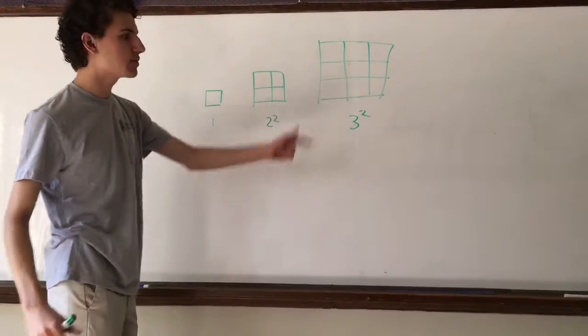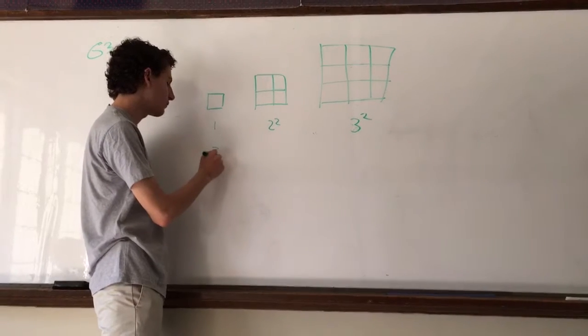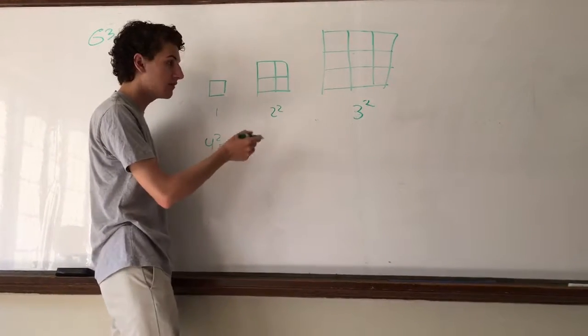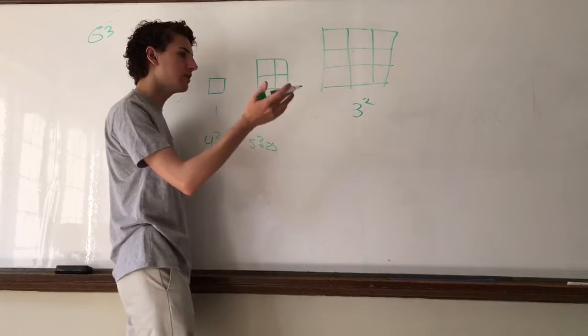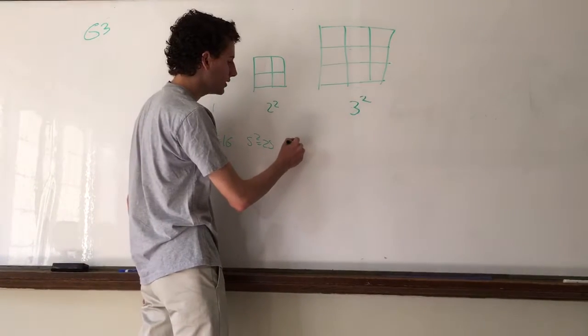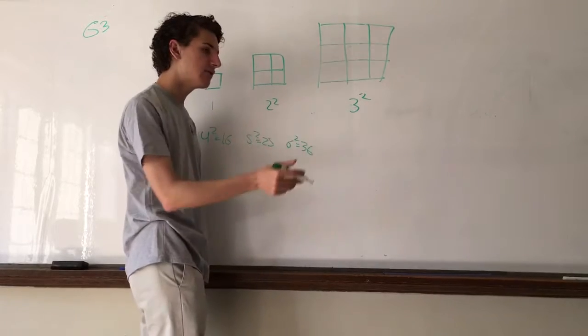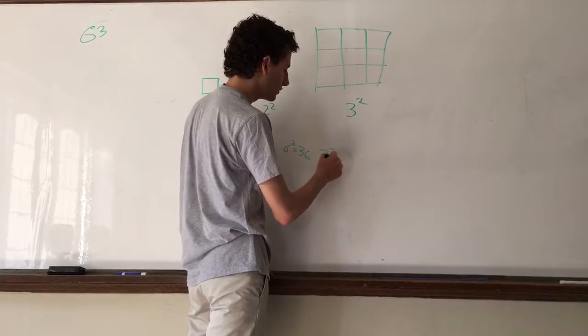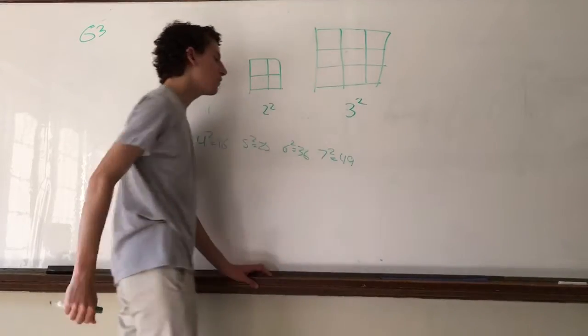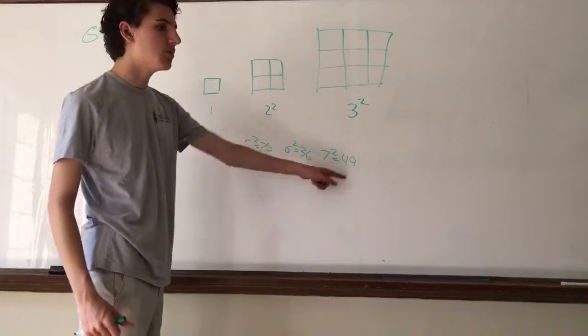So we know that the 4th square is going to be 4 squared, so 4 squared is 16. The 5th one is going to be 5 squared. 5 squared equals 25. And the 6th one is going to be 6 squared. 6 squared equals 36. So the 7th one is accordingly going to be 7 squared. 7 squared equals 49. So we know that the number of squares is equal to these numbers on the right.